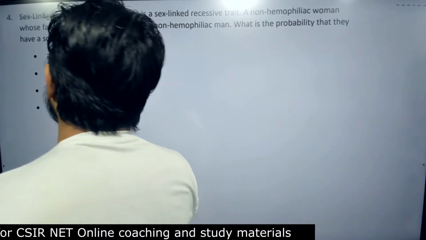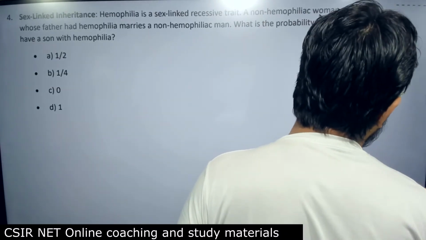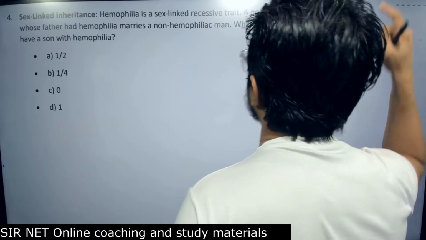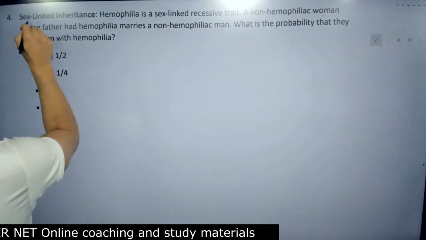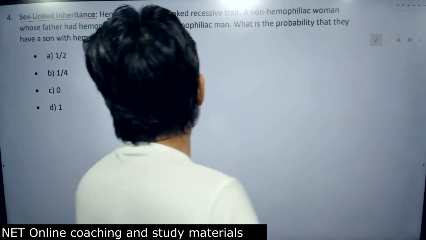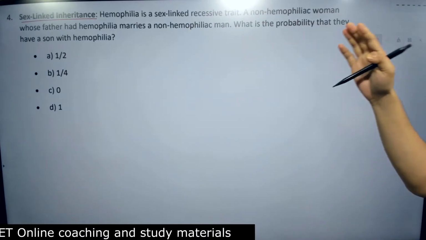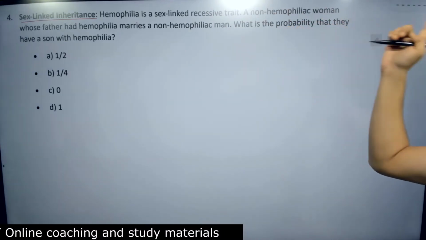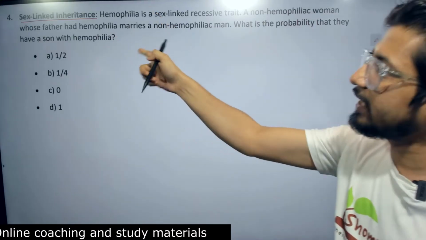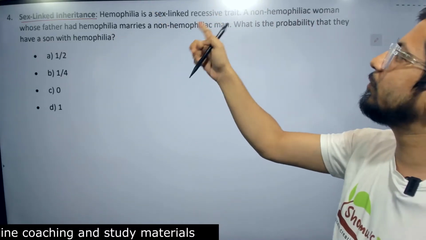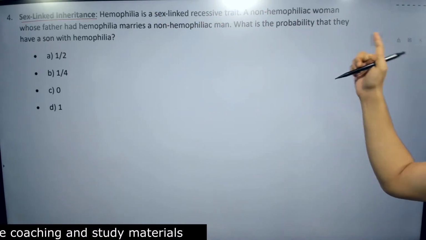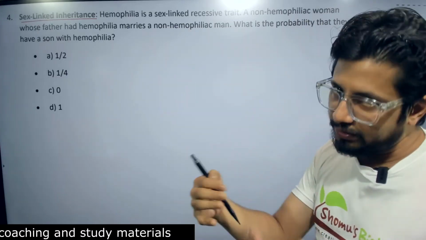Let's move on to the next question now. The next question is from sex-linked inheritance. Hemophilia is a sex-linked recessive trait. A non-hemophilic woman whose father had hemophilia marries a non-hemophilic man. What is the probability that they have a son with hemophilia?